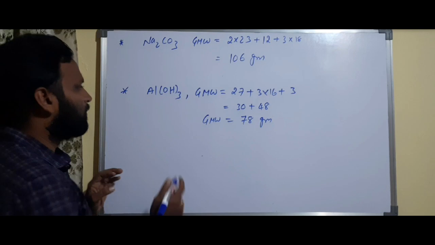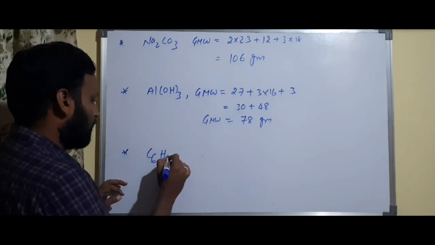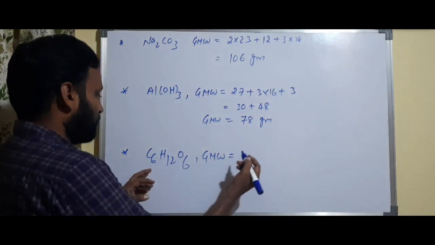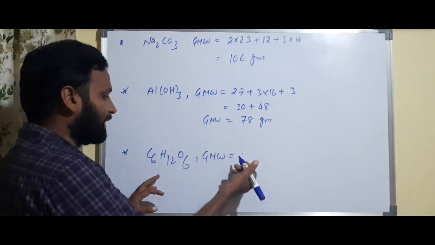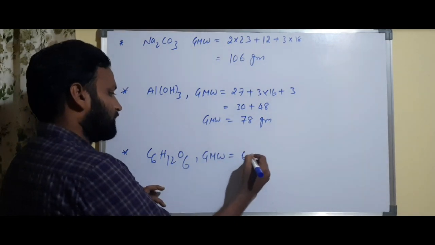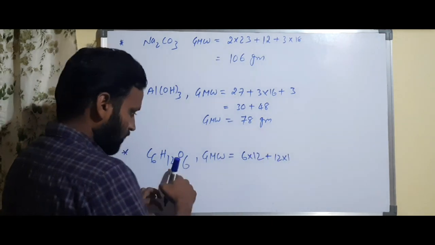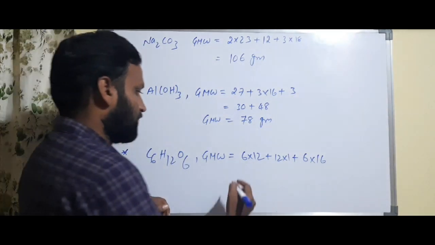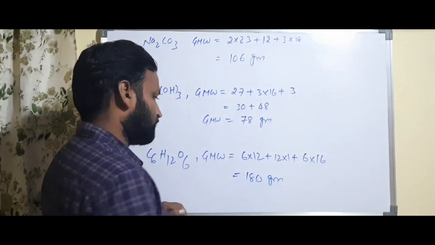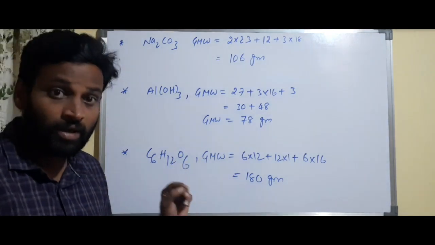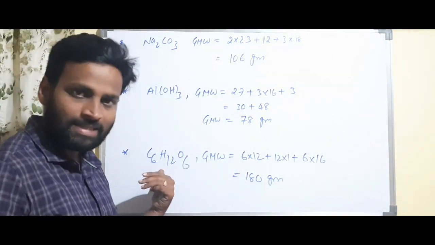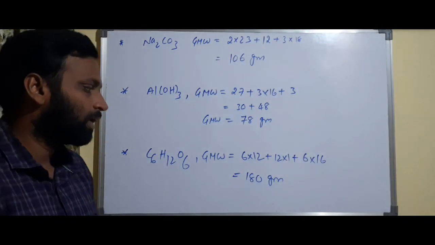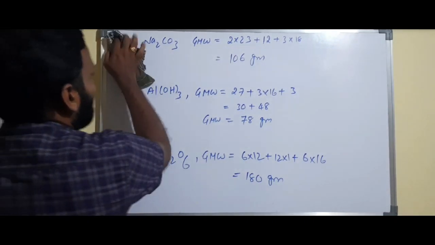In this way you can get any gram molecular weight. Suppose glucose, C6H12O6. What is the gram molecular weight? I know it is 180, but you can write it as 6 into 12, plus 12 hydrogens, so 12 into 1, plus 6 into 16, since oxygen atomic weight is 16. You get 180 grams. I am considering the gram molecular weight for Avogadro number of glucose molecules. So glucose molecular weight is 180 grams. This is about the gram molecular weight.